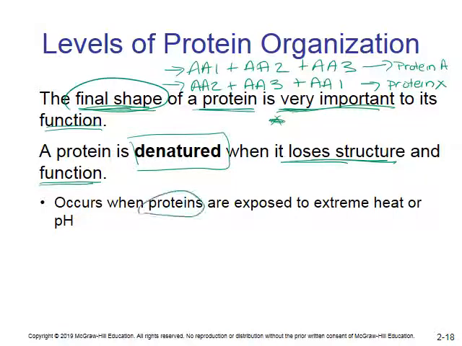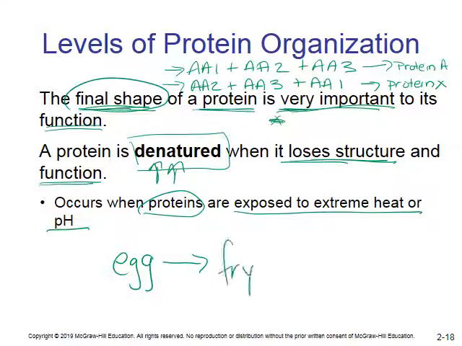Proteins exposed to extreme heat or pH differences will denature. And probably the best example of this is an egg. So if you take an egg that was supposed to be a baby chicken, right? We took it away from mom, it didn't get fertilized. What happens if I fry that egg in a pan? Can I ever take the fried egg and turn it back into the egg and fertilize it and develop a baby chicken? No, never going to happen.